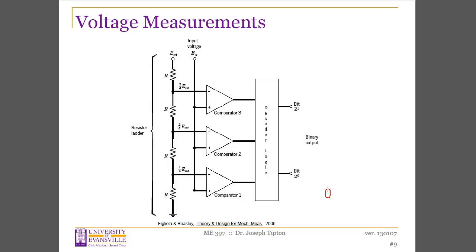So in this case we can have a combination of 0, 0. We can have a combination of 0, 1. We can have a combination of 1, 0. And we can have a combination of 1, 1. That's not pi, that's 1, 1. Okay?